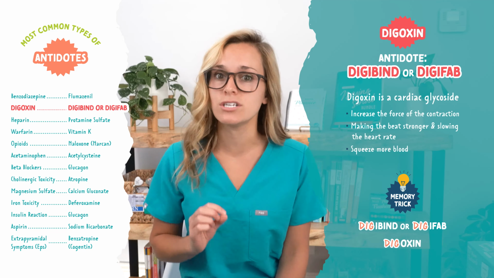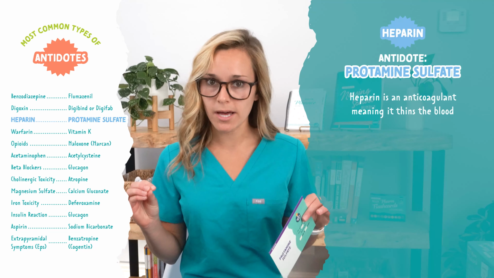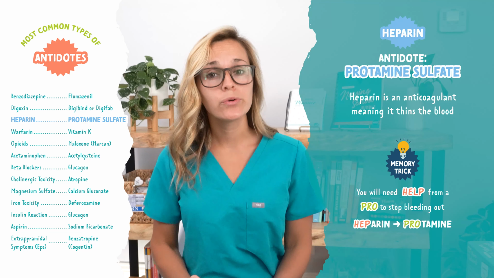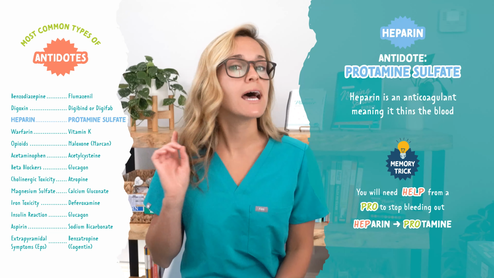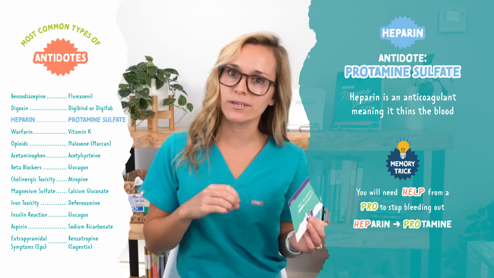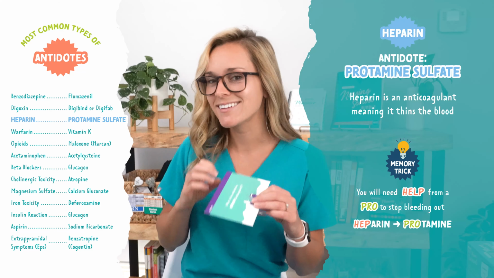Next is the medication heparin. Heparin is an anticoagulant, meaning it thins the blood. The antidote for this is protamine sulfate. You can remember this by thinking you will need help from a pro to stop bleeding out. Heparin, protamine sulfate, get it?